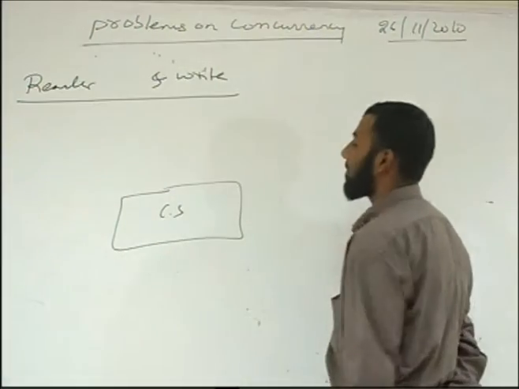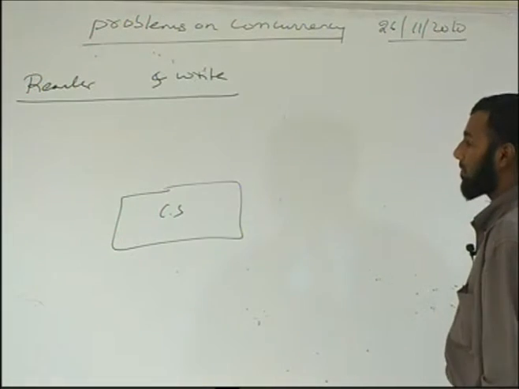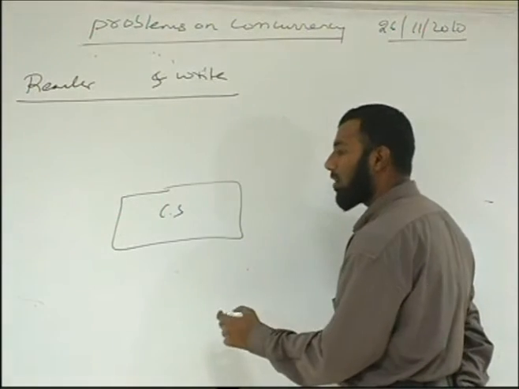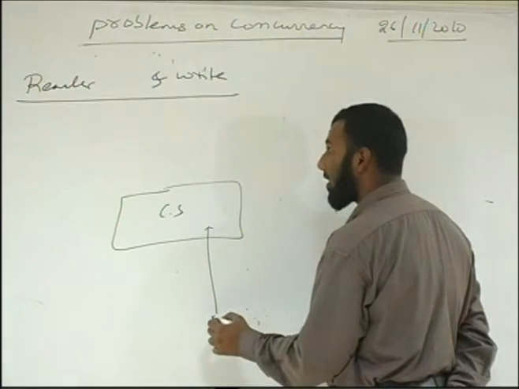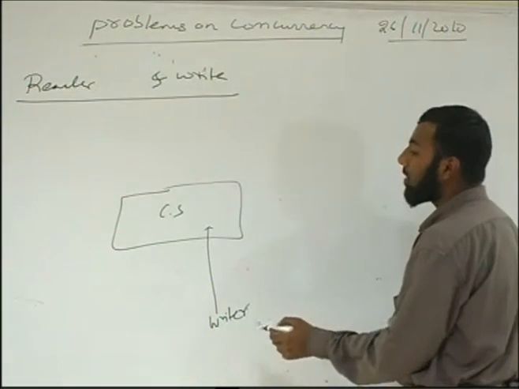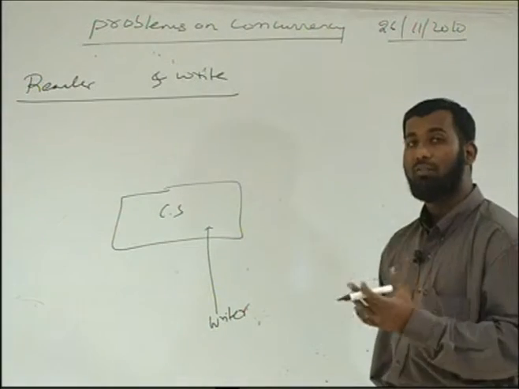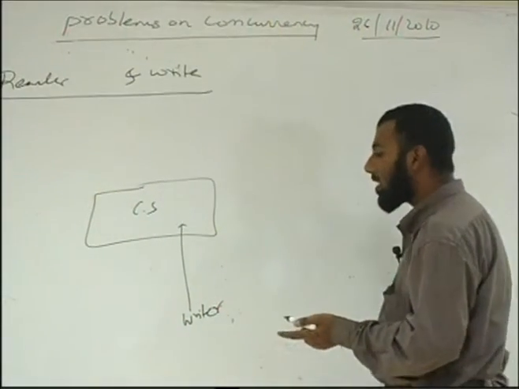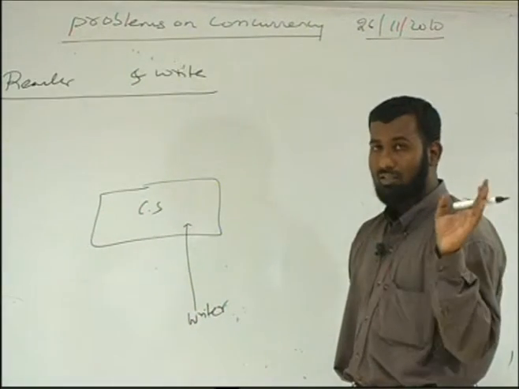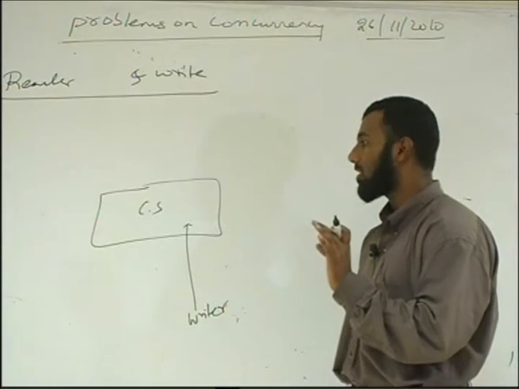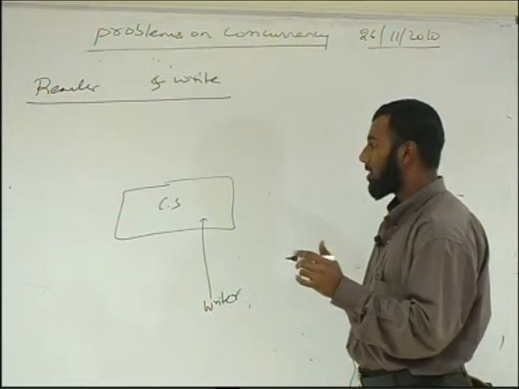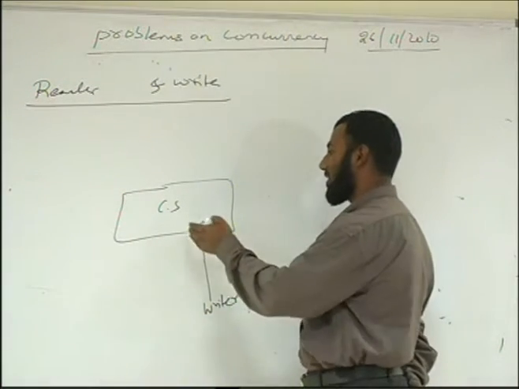We have a critical section. Okay. Rules are like this. If a writer wants to enter into the critical section, the writer enters the critical section to modify the state of a shared resource. Okay. So whenever any process is modifying the state of a resource, no other processes are allowed to enter into the critical section, because according to the principles of mutual exclusion, we should not allow two processes to enter into the critical section. Right?